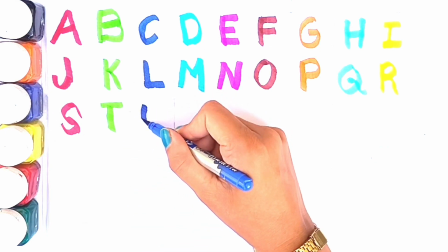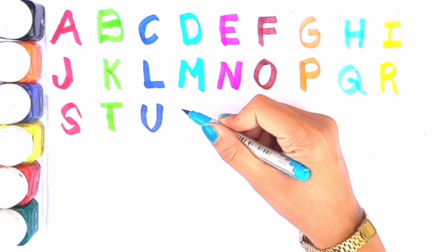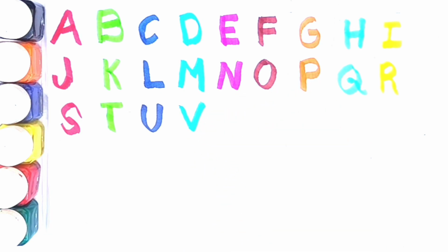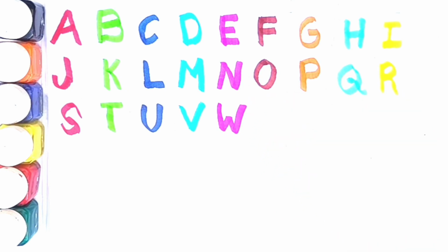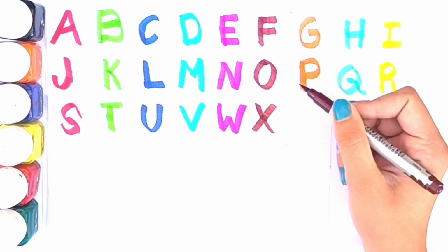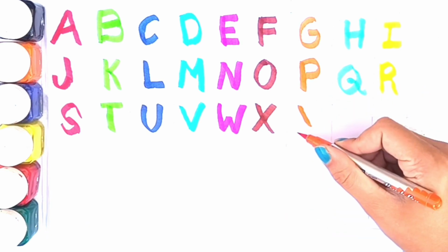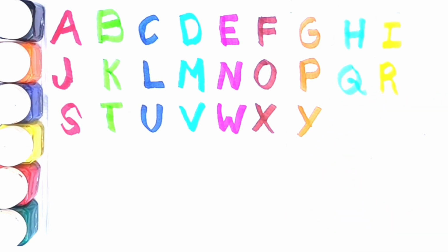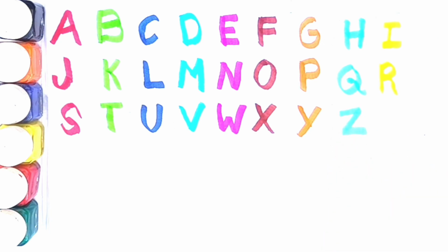T for tree. U for umbrella. V for van. W for watch. X for Xmas tree. Y for yak. Z for zebra. These are alphabets. Now countings.